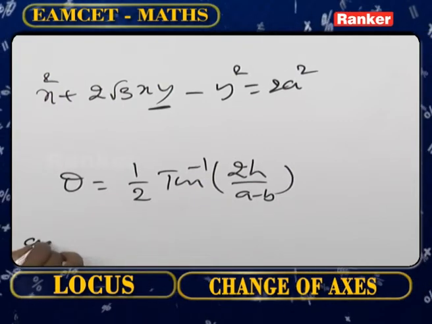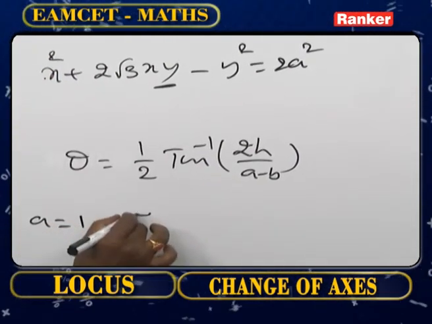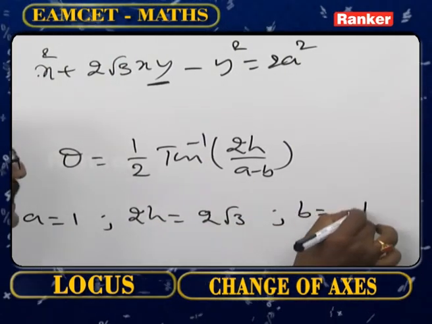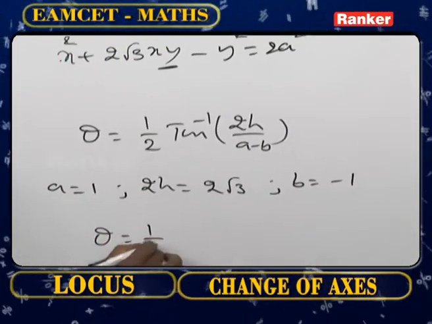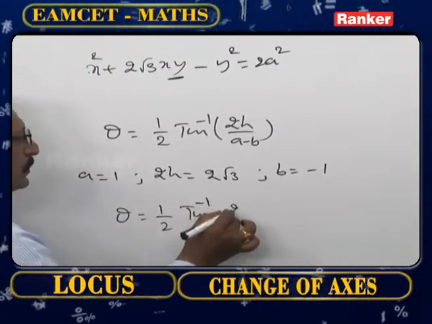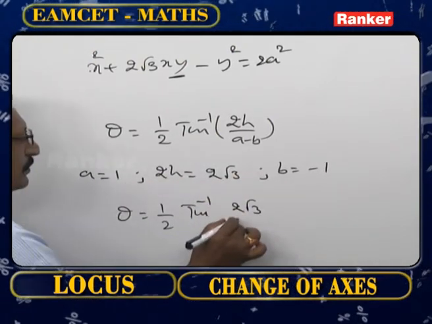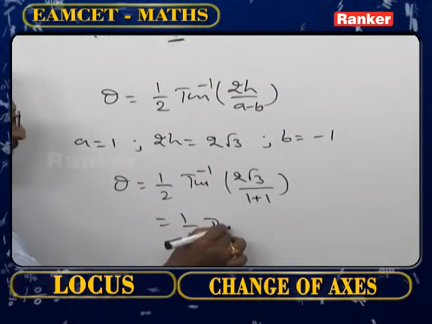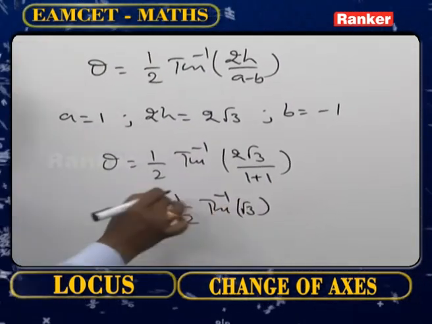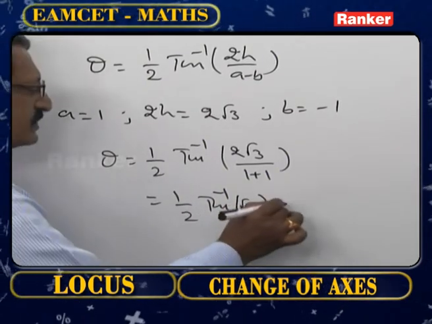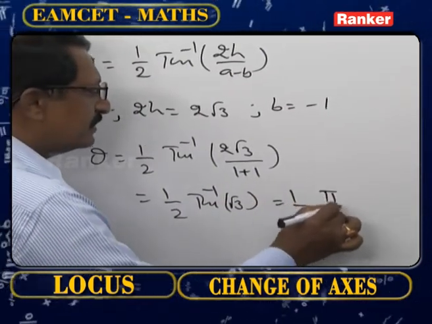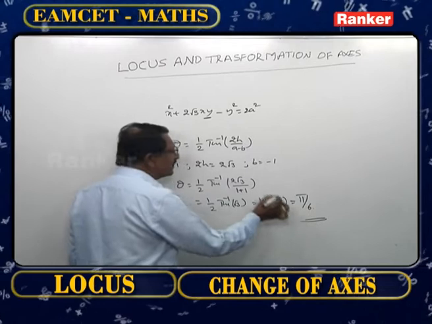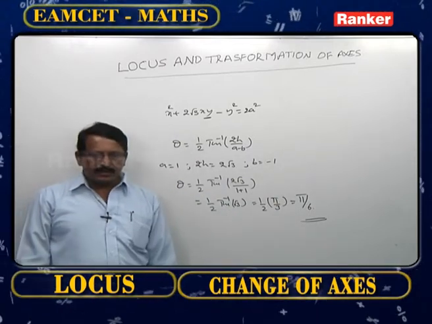Here a, the coefficient of x square, equals 1, 2h equals 2 root 3, and b equals minus 1. Then theta equals half tan inverse of 2 root 3 by (1 minus of minus 1, that is 1 plus 1), which equals half into tan inverse root 3. Now tan inverse root 3 equals pi by 3, and half into pi by 3 equals pi by 6. So the required angle is pi by 6, and the option is 1.